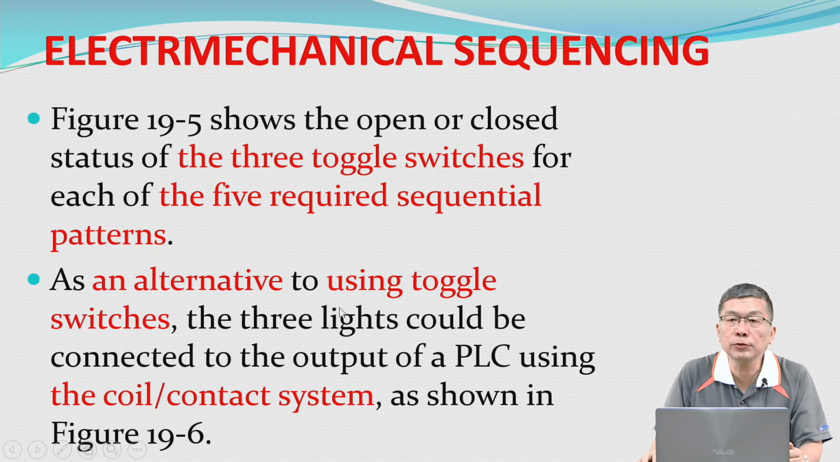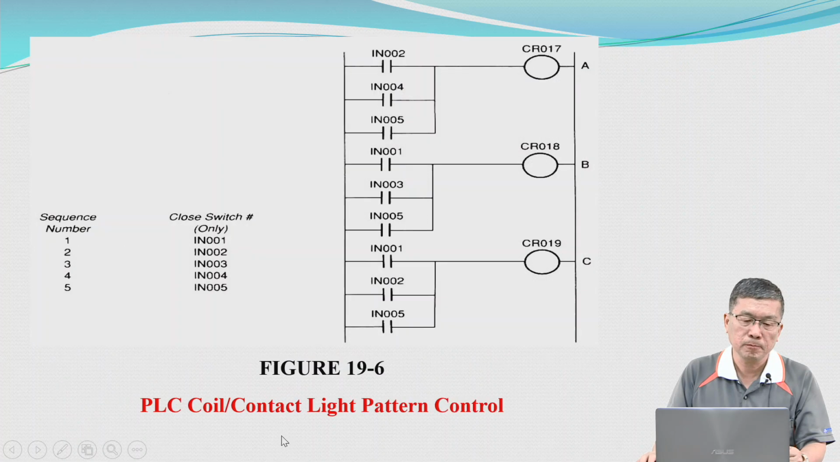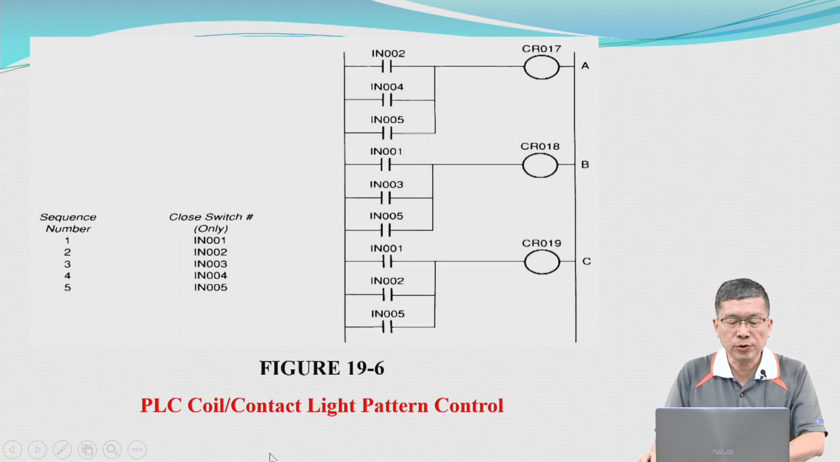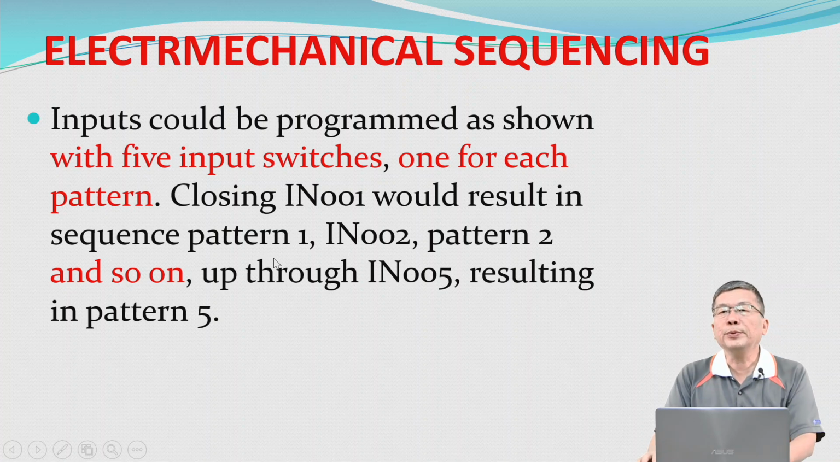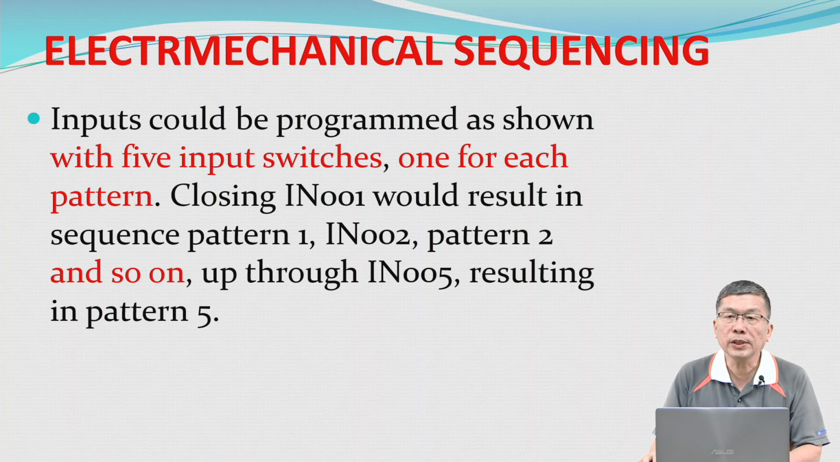As an alternative to using toggle switches, the 3 lights could be connected to the output of a PLC using the coil contact system, as shown in figure 19.6. This picture shows PLC coil contact light pattern control. Input could be programmed as shown with 5 input switches, 1 for each pattern. Closing input 001 would result in sequence pattern 1, input number 2, pattern 2, and so on, up through input 5, resulting in pattern 5.